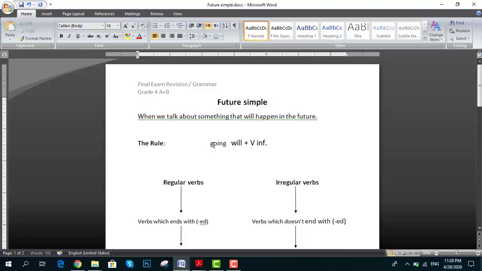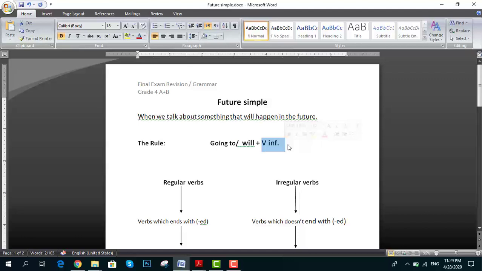You can use either going to or will. Both of them are used to refer to the future, but here I prefer using will. It's up to you, but both of them are correct. The most important thing is that when we use will or going to, we should add the verb infinitive.